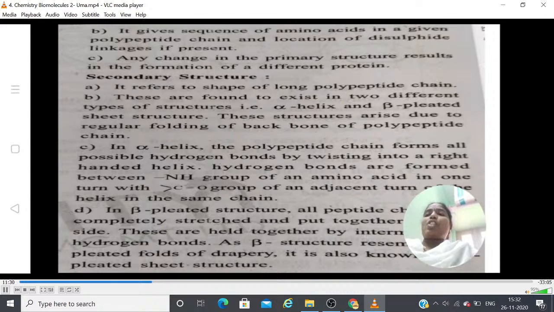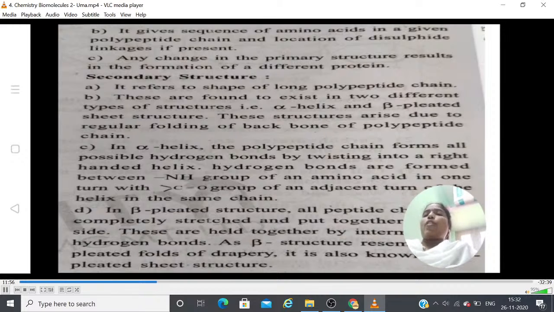The first level is primary structure. Proteins may have one or more polypeptide chains. It gives the sequence of the amino acids present in the polypeptide chain, and at the same time the disulfide linkage also. If any change in primary structure occurs, it results in the formation of different proteins. This is the primary structure.